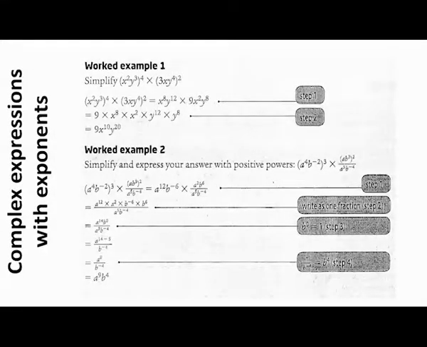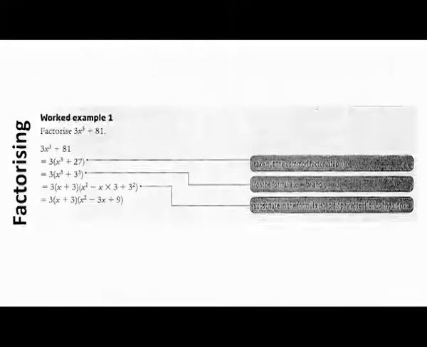Then for complex expressions with exponents, if you have to simplify, this one you have to multiply. So there's your first step as well as your second step. If you look at example 2, you have to simplify, and this is also multiplication. How we get to the answer in the end. So if you have a problem there, you can contact me.